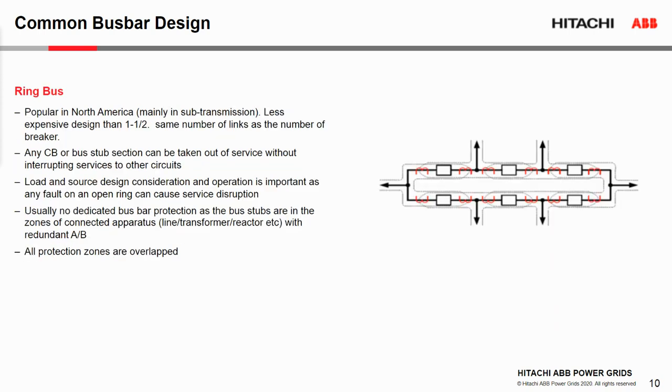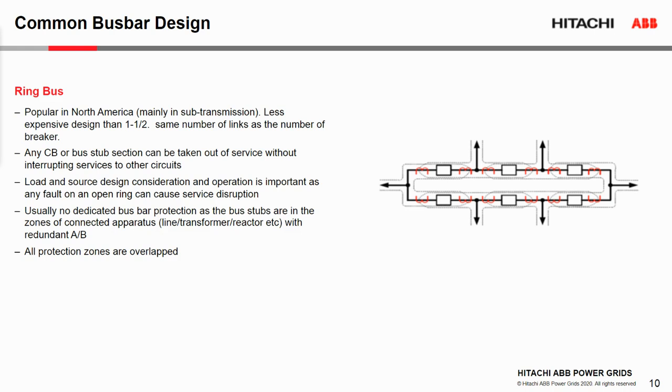Ring bus is very similar to breaker and a half, but typically is used at slightly lower voltage, such as sub-transmission or maybe the 138 kV class. The number of breakers and the number of circuits are the same here. You have a similar reliability benefit: any circuit breaker or bus section can be taken out of service without interrupting service to other circuits.